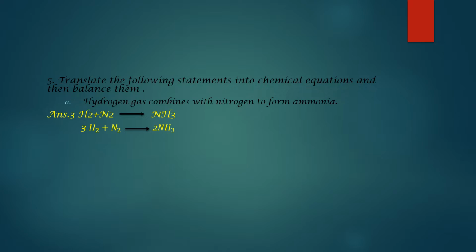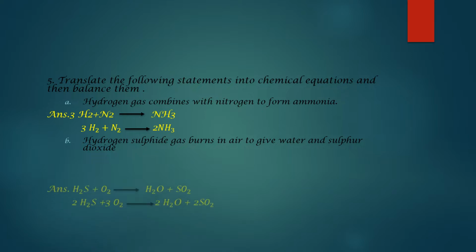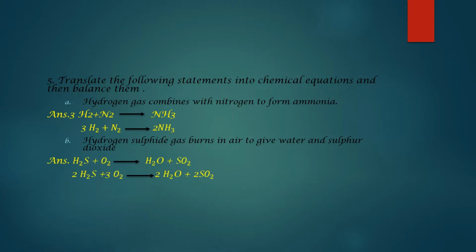B part. Hydrogen sulfide gas burns in air to give water and sulfur dioxide. In this equation, first, let's try to balance oxygen. Put 3 beside oxygen on the left hand side and 2 beside water and sulfur dioxide on the RHS. So now to balance hydrogen and sulfur, we put 2 beside hydrogen sulfide.